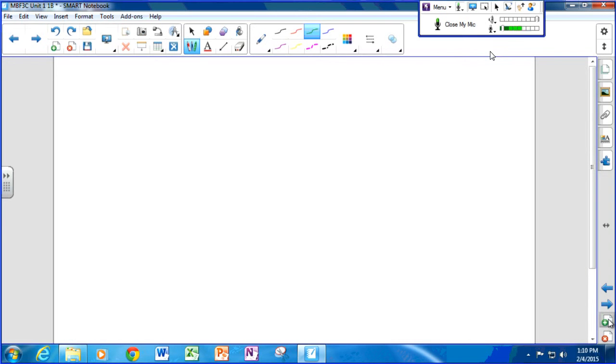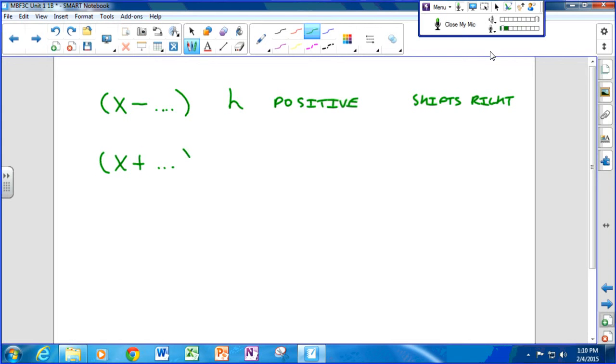Remember that if you see x minus some number, that means that h is positive, and the parabola shifts right. It's right by whatever the value of h is. If you see x plus some number, then we know that h is negative, and the parabola shifts left.